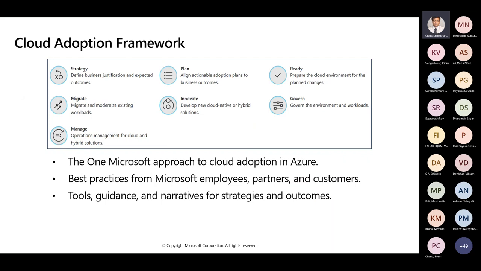Cloud Adoption Framework. In case you have an on-premise system already working fine and your company wants to migrate it to the cloud, because the company is now day by day concerned about the cost they are incurring on on-premise services. So in case they want to migrate everything to the cloud, what are the best practices? What are the different steps to follow? What do you mean by strategy stage? What is plan? What is ready, migrate, innovate? Every kind of information you get in Azure Cloud Adoption Framework.